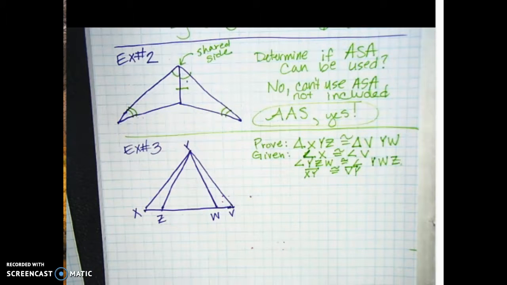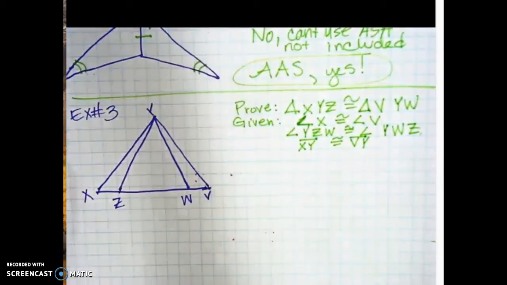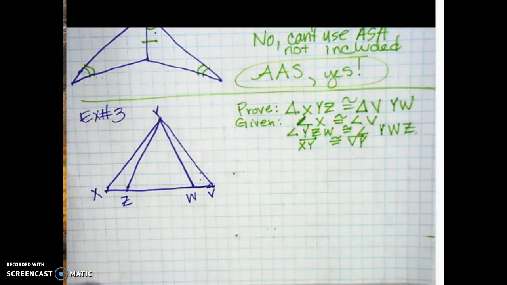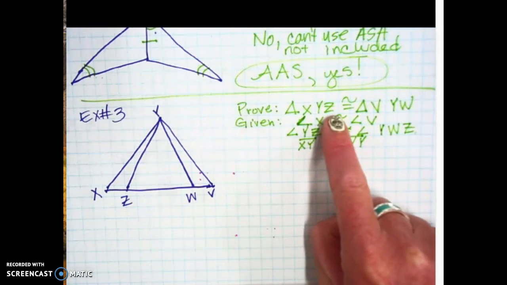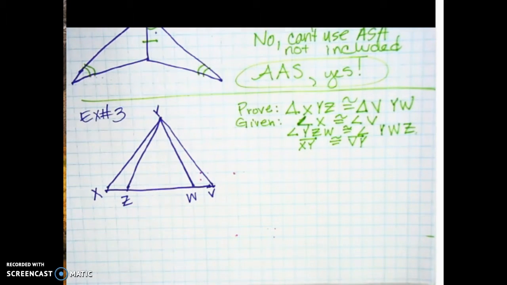Okay. So we've got kind of a fancy little drawing here. And they want us to prove that triangle XYZ is congruent to triangle VYW. So the first thing is to tap out where that triangle's at.